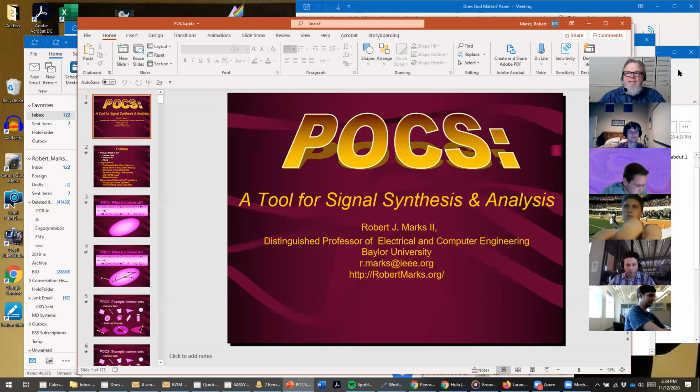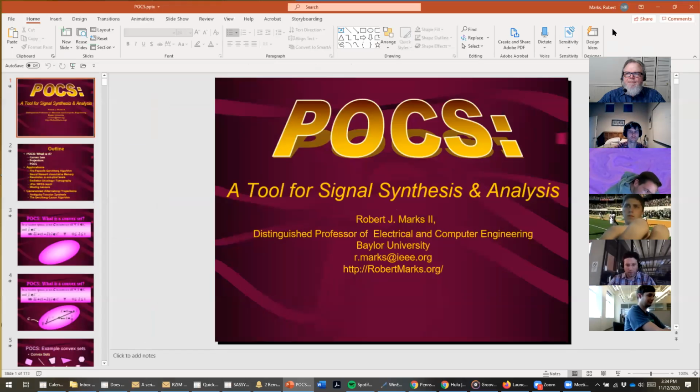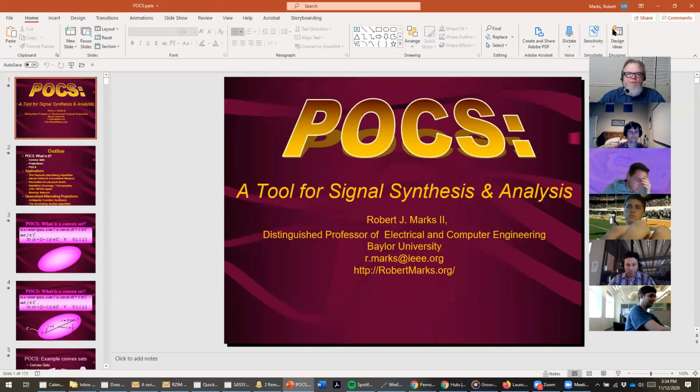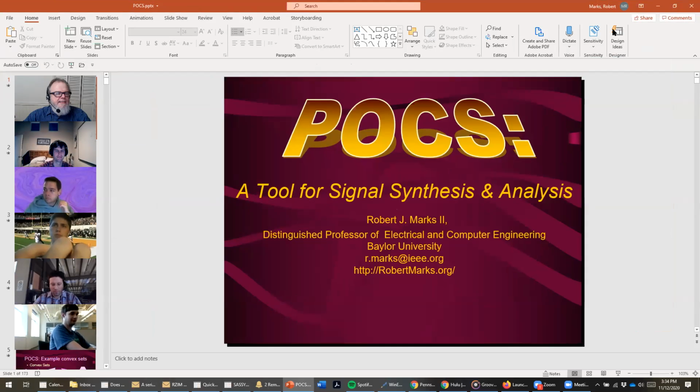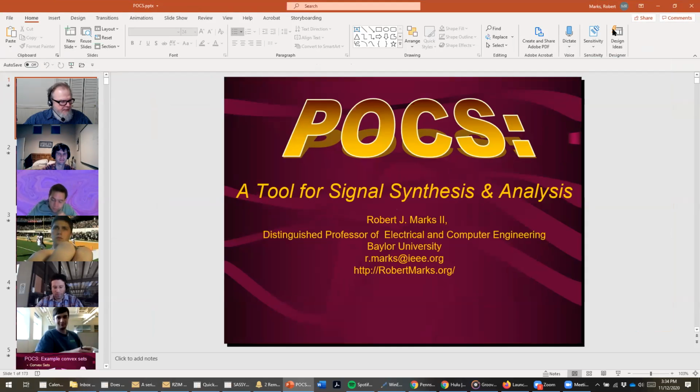So POCS is, as you can see here, a tool for signal synthesis and analysis. And you'll find out it works in a lot of places very well. And if it doesn't apply to a specific area, you don't want to use it. We're going to be showing it for a number of different applications. POCS stands for alternating projection onto convex sets. You might wonder where the alternating went to. I don't know. It's just always been POCS. So it's alternating, that was left out, projection onto convex sets.